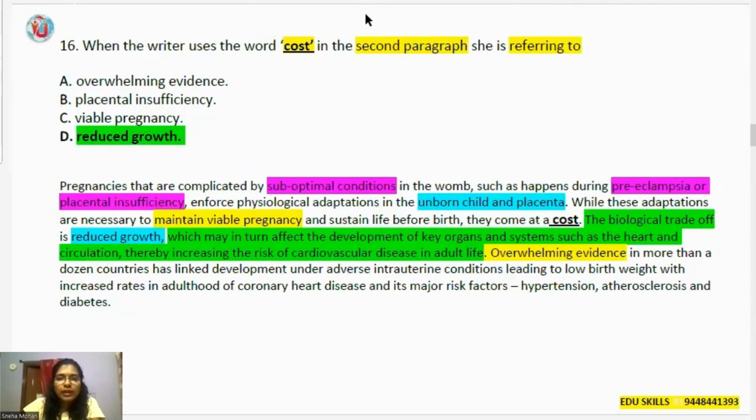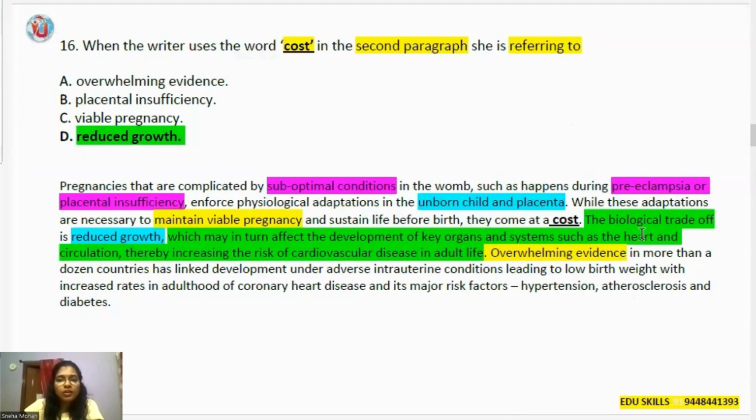As you all know, as per our mental strategies, whenever we solve a lexical question, we'll be finding the answer in the preceding sentence, just before the word, or in the following sentence. So let's read the sentence. The second sentence is telling that while these adaptations are necessary to maintain viable pregnancy and sustain life before birth, they come at a cost. So what is meant by the phrase they come at a cost? That means it has a negative influence. A negative effect is there.